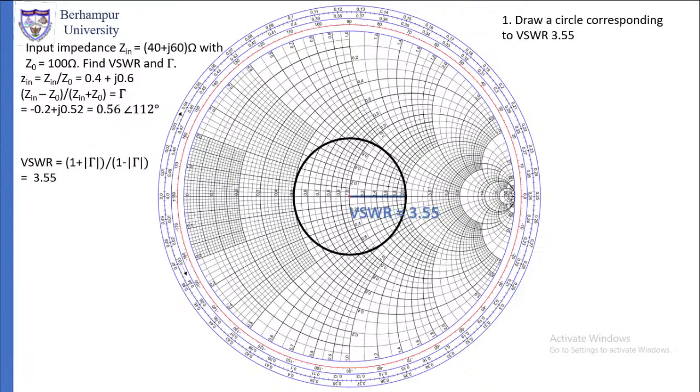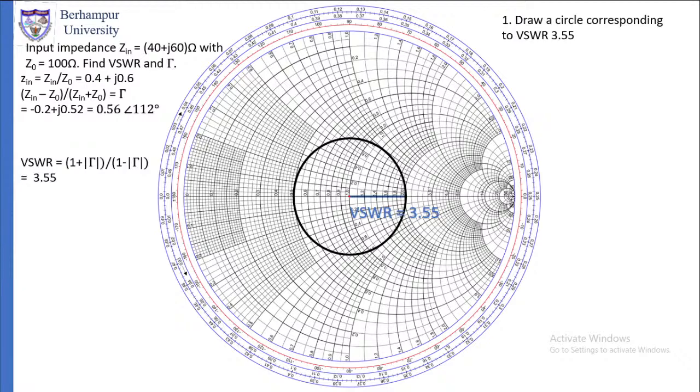Okay, any input impedance we have found out. This is another example. In this example, input impedance is given. Input impedance Zin is equal to 40 plus j60 ohm. Z0 is equal to 100 ohm. You are required to find out what is the VSWR and what is gamma.